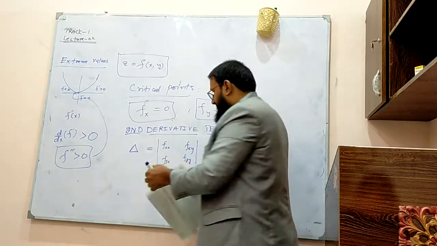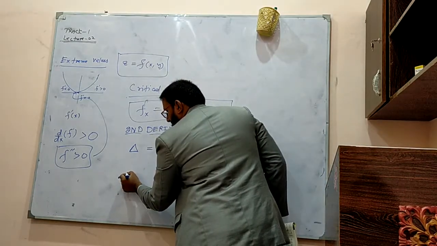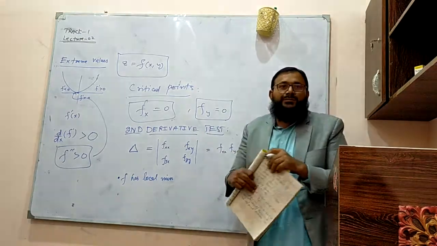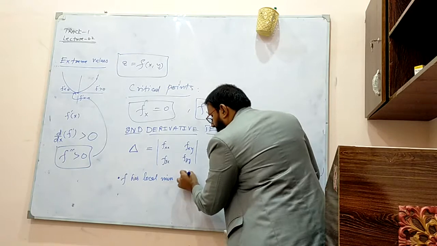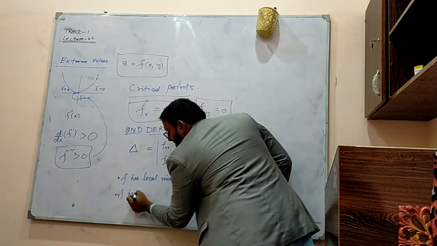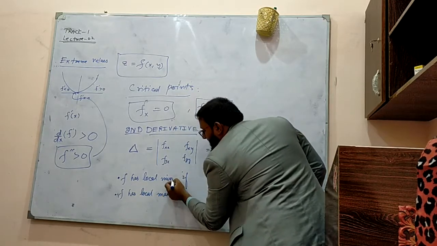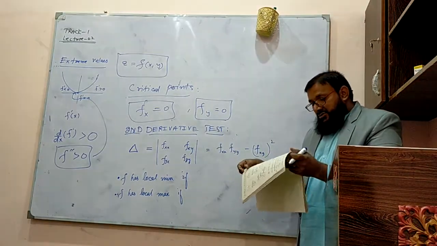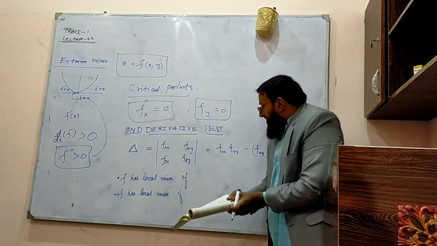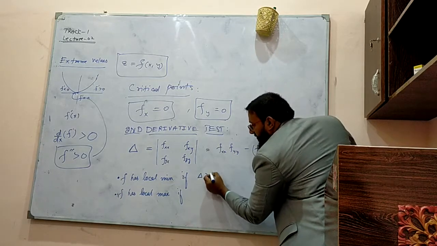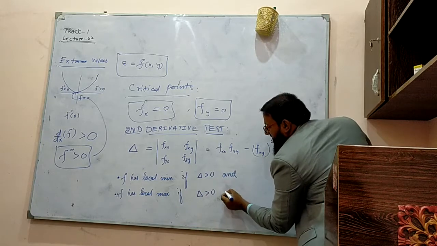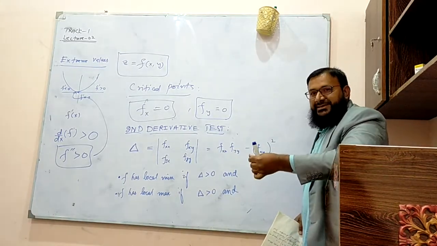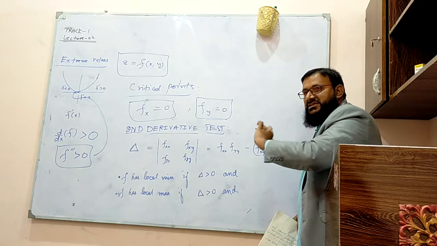Now let us write some cases. f has a local minimum value, or local min in short, if what happens? And the second condition is f has a local maximum value if what happens? These are the first two things. So how to check this? The first thing is that the value of this del should be greater than 0, and it is greater than 0 in both cases, whether it is min or max. But there is an extra condition as well.